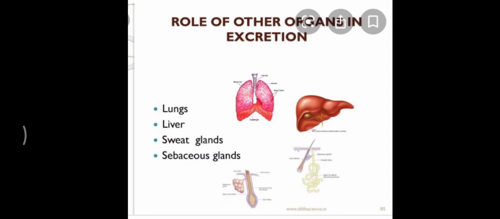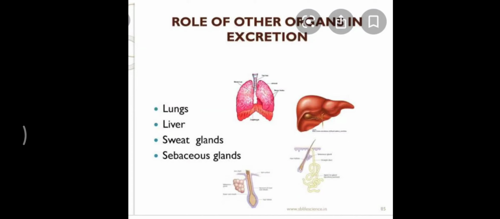Now let us learn about the other organs besides the kidney which are involved in the removal of various excretory products produced in our body. The first part is the lungs. The lungs remove the respiratory waste, which is carbon dioxide, about 18 liters of carbon dioxide per day.